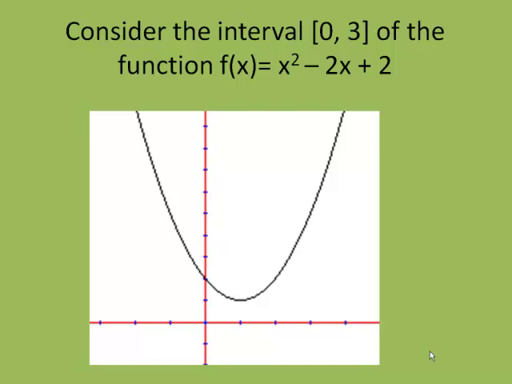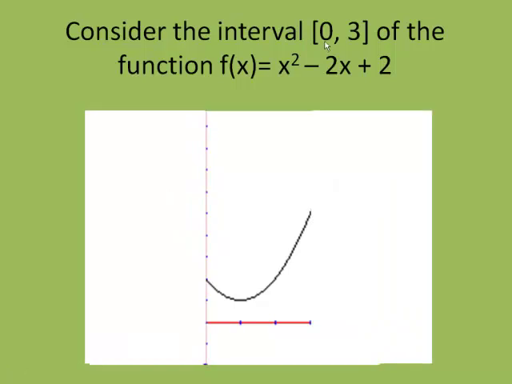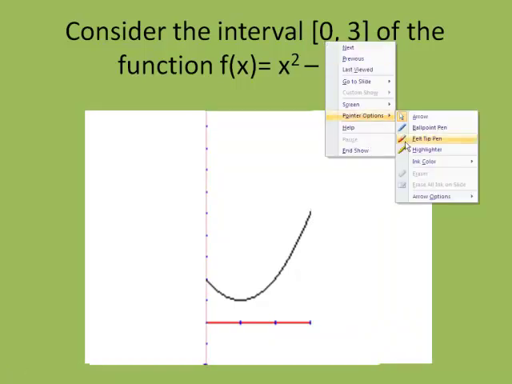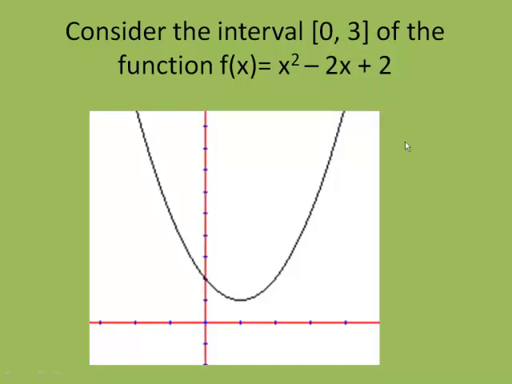Here's a better example that's not so sketchy. We have the function x squared minus 2x plus 2 graphed here, and it's going to be a specified interval that we're looking at. So the specified interval is going to be this right here.